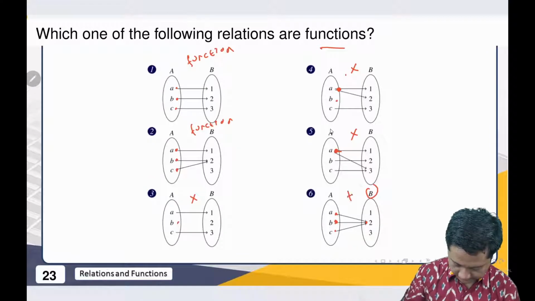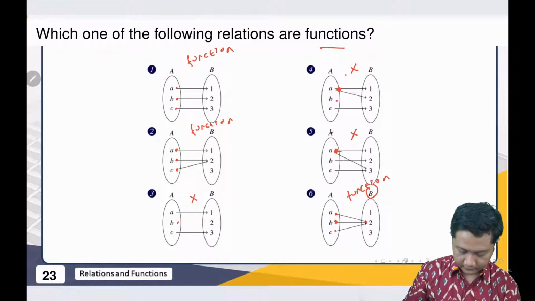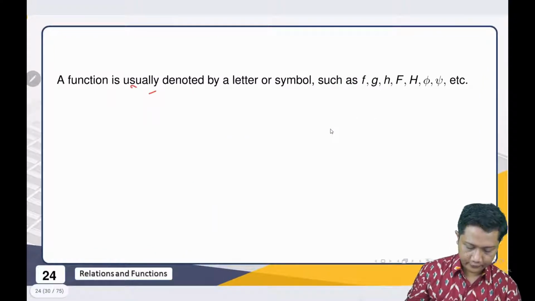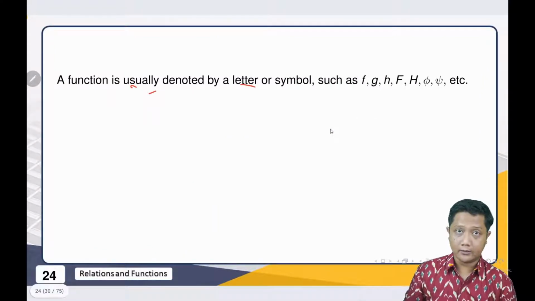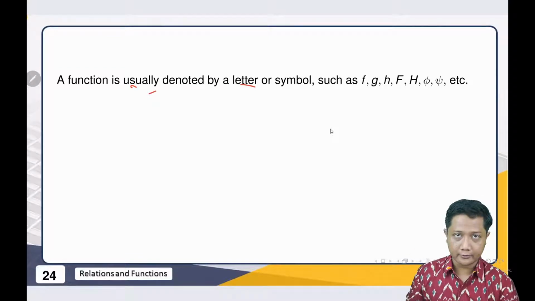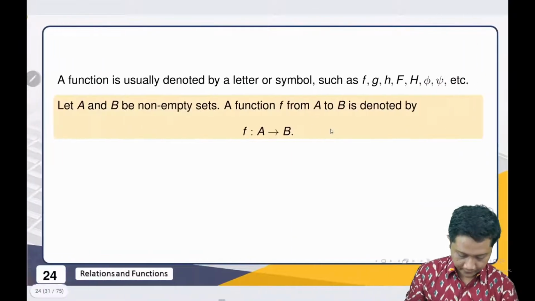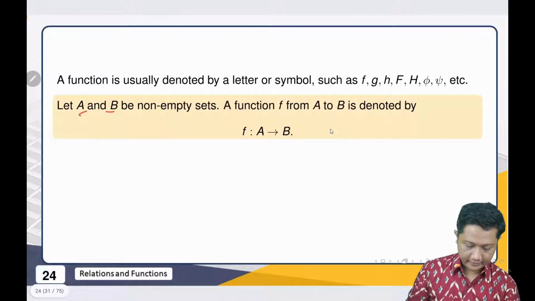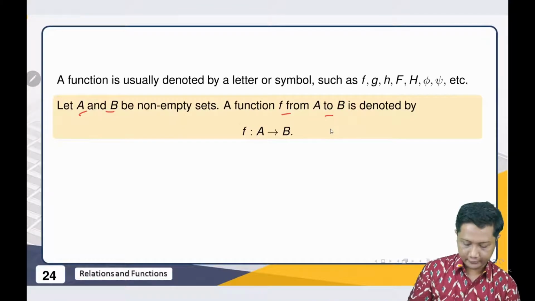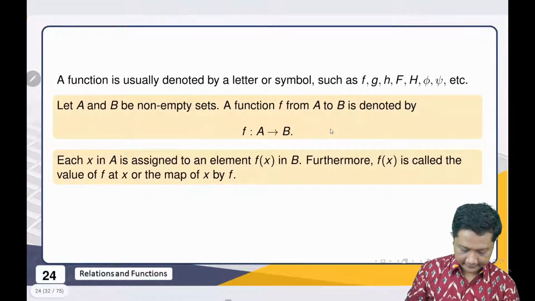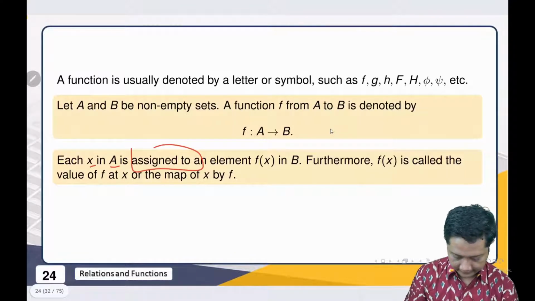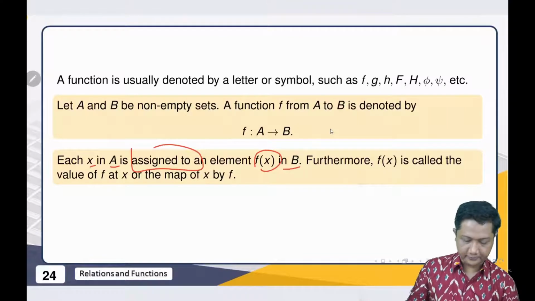So this one is a function. Okay, should be clear enough. A function is usually denoted by a letter or a symbol, and sometimes we also use a Greek symbol. When A and B are non-empty sets, a function from A to B is usually denoted by this, and each x in A is assigned to an element f(x) in B.